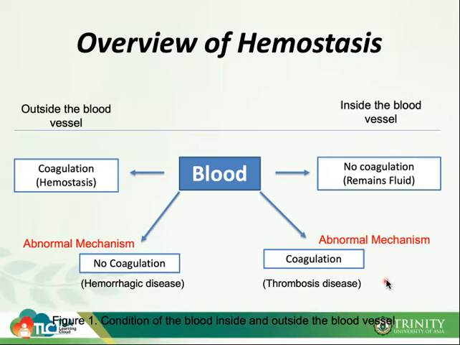Now, on the other end of the spectrum, if your blood is outside the blood vessel and there's also an abnormal mechanism. We said that if it is already outside the blood vessel, then it should be coagulating. But if that doesn't happen, there is no coagulation, and bleeding will persist. These are what we now call your hemorrhagic diseases. The problem here, in this type, is when there are procoagulants, meaning proteins that favor the coagulation of our blood, like your coagulation factors.